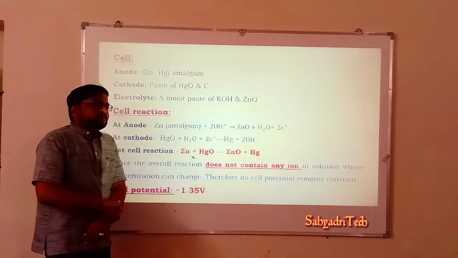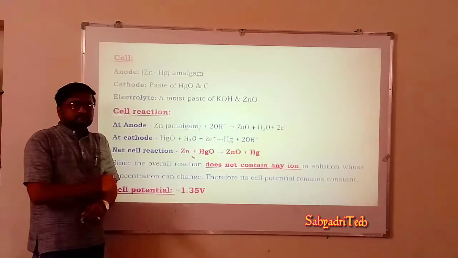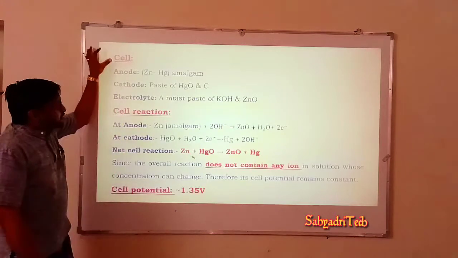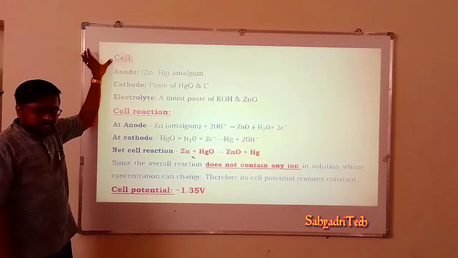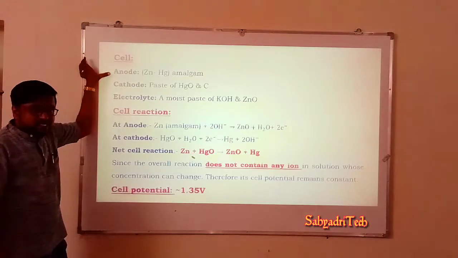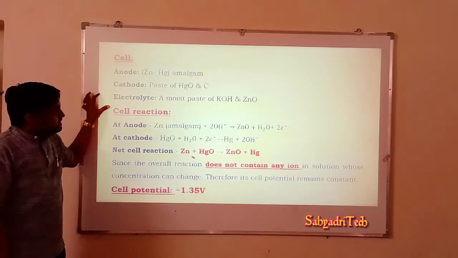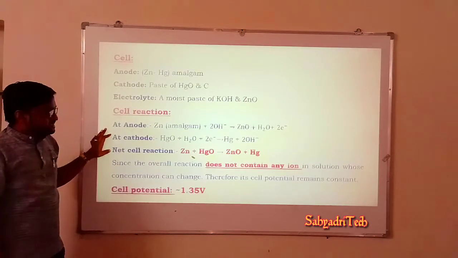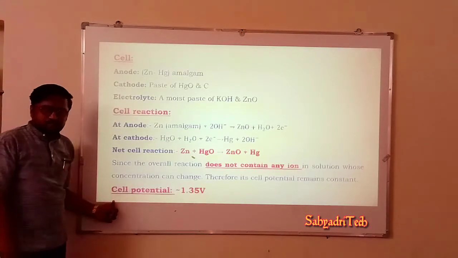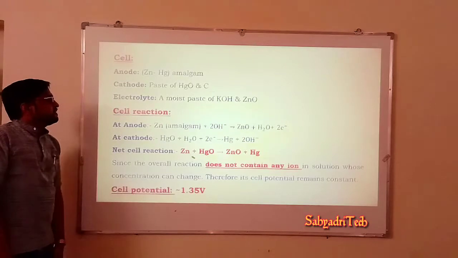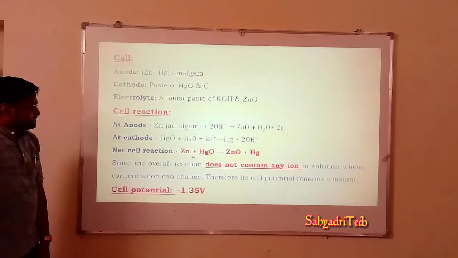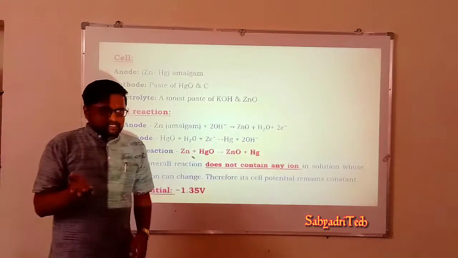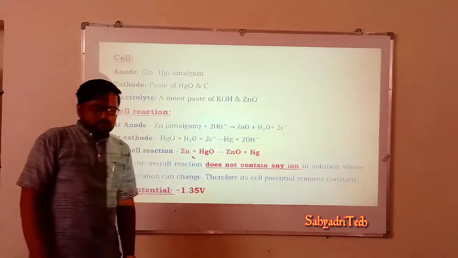So whenever they ask to write regarding the Daniell cell or mercury cell, we have to first write the cell, which means which one acts as anode, cathode and electrolyte. Further, we have to write the cell reaction at the anode, at the cathode, the net cell reaction, and you have to specify the cell potential. Well, that is regarding both the primary cells, that is the dry cell and mercury cell.